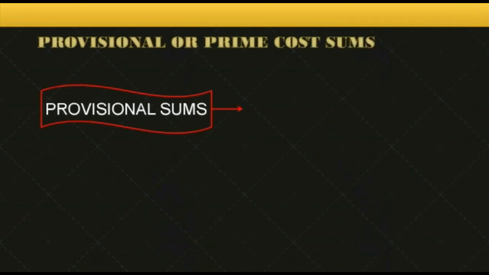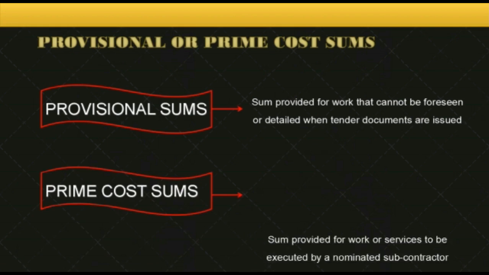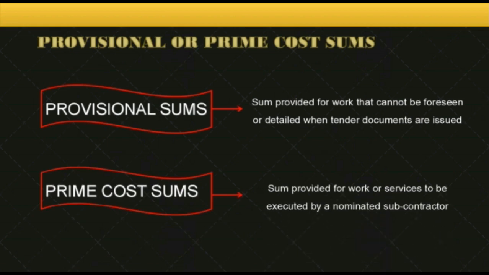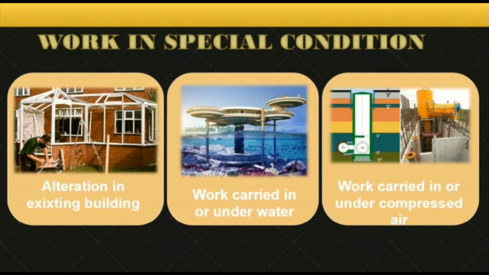For provisional or prime cost sums, provisional sum is a sum provided for work that cannot be foreseen or detailed when tender documents are issued. Meanwhile, prime cost sum is the sum provided for work or services to be executed by a nominated subcontractor. So for work in special condition, there are 3 types of work, which are alteration in existing building, work carried in or under water, and the last one is work carried in or under compressed air.